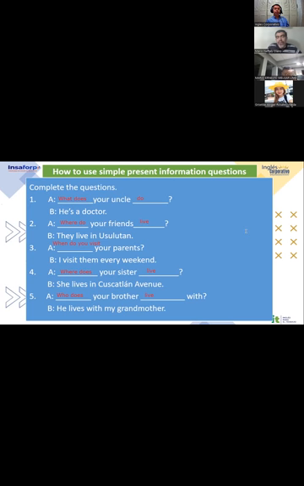Who does your brother live with? He lives with my grandmother. Okie dokie, thank you very much. Any question? So what? He's a doctor. Where? Usulután. When? Every weekend. Where? Cuscatlan Avenue. Who? My grandmother. You see? Like this, right? Yes. Okie dokie.